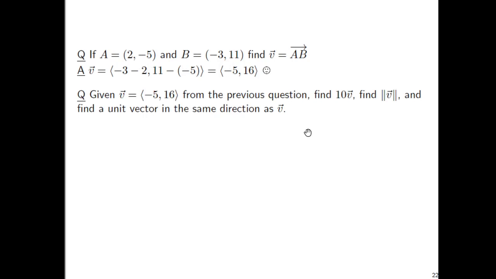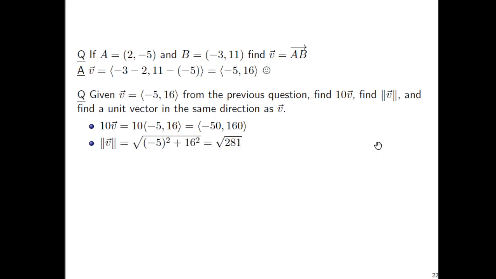Now, as a follow-up, let's take this vector that we just computed, -5 comma 16, and let's find 10v. And let's also find the magnitude of the original vector. And then let's find a unit vector in the same direction as v. So 10v is just, well, there's your scalar multiplication, right? So -50 comma 160. The magnitude of this vector v itself, just run it through this formula that was reminiscent of the Pythagorean theorem, and you get root 281. And the vector u, just according to that normalizing procedure, should be 1 over root 281 times the vector -5, 16. And so when you do that scalar multiplication, you get a thing that looks like this.